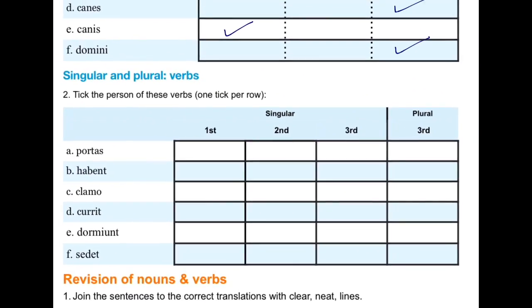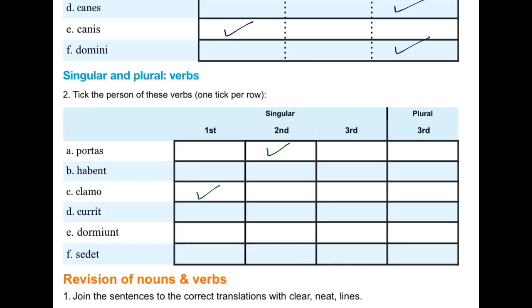There we are. So let's write in green. Okay, so the -o, we remember, is I, first person singular. So let's go for that one. Are there any -s endings? Which you know is second person singular. There's an -s, so let's put that one in there.